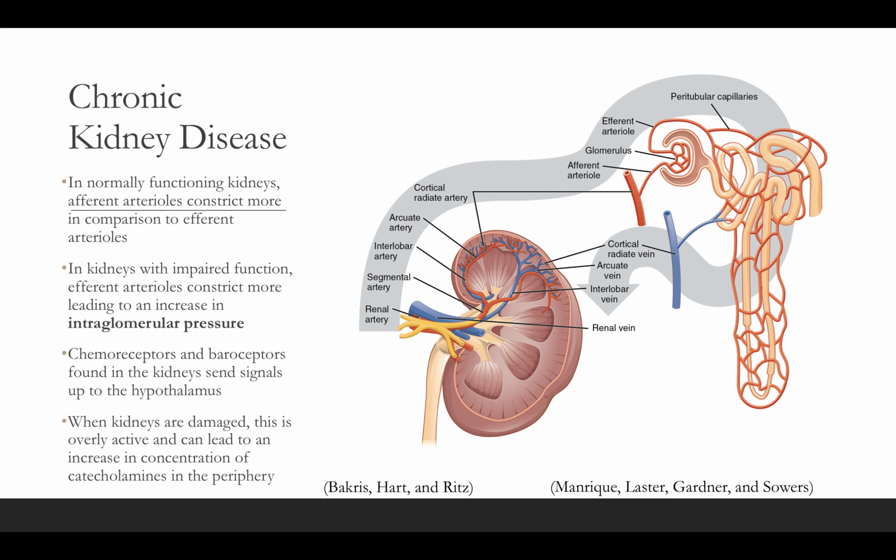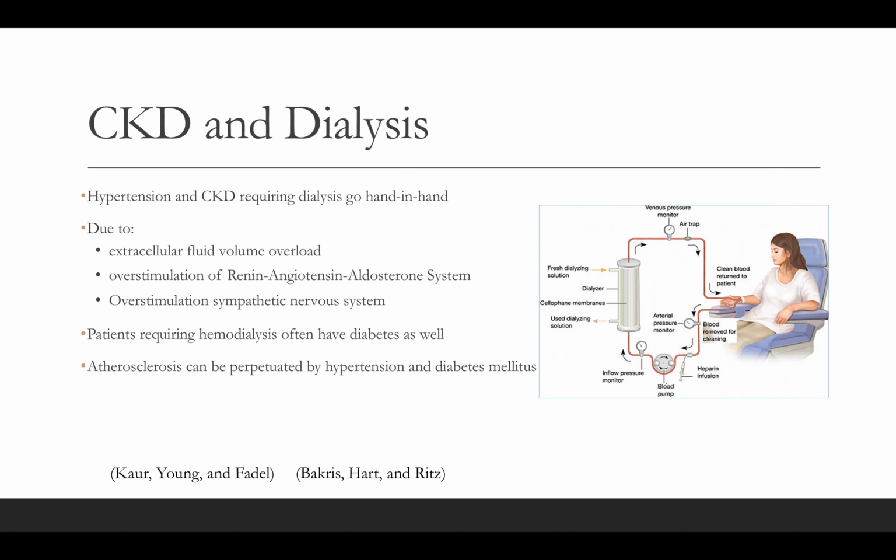So what is dialysis? Dialysis is the process of removing excess water, solutes, and toxins from the blood in people whose kidneys can no longer perform these functions naturally. Hypertension and CKD requiring dialysis go hand in hand. This is due to extracellular fluid volume overload and overstimulation of the sympathetic nervous system. Patients requiring hemodialysis often have diabetes as well. Arteriosclerosis can be perpetuated by hypertension and diabetes mellitus.